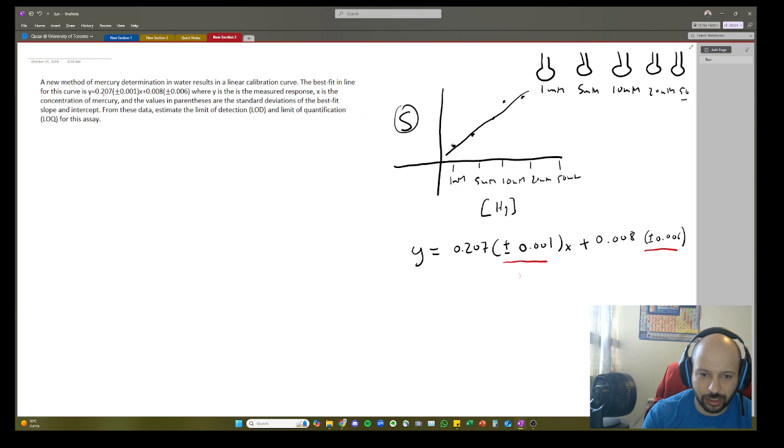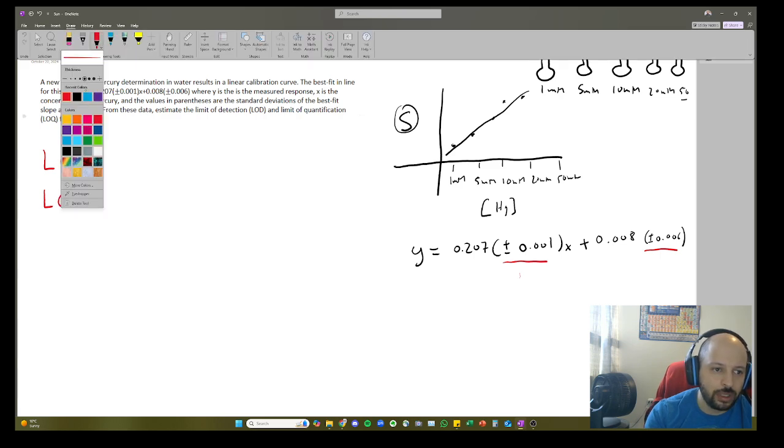From this data, what we want to calculate is the limit of detection, LOD, and the limit of quantification, LOQ. So let's talk about these two things first. Let's talk about limit of detection, and then limit of quantification will be a little bit easier to discuss.